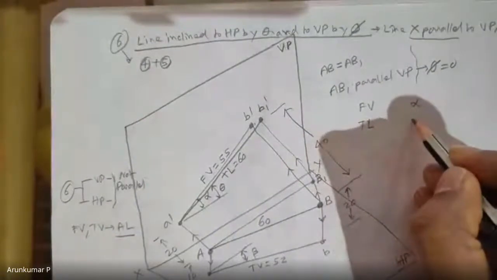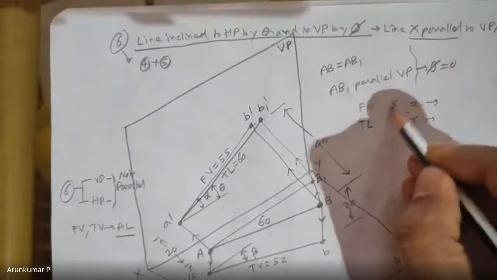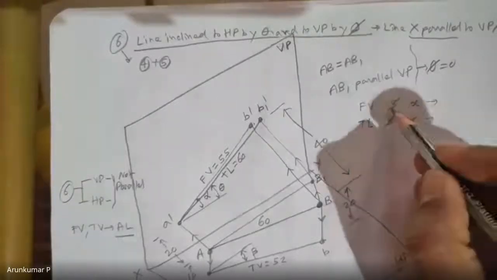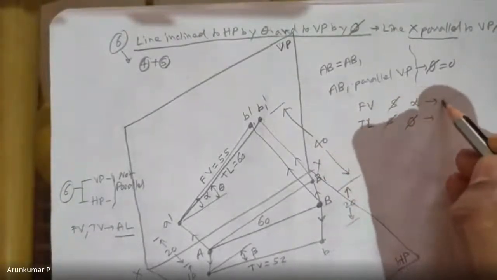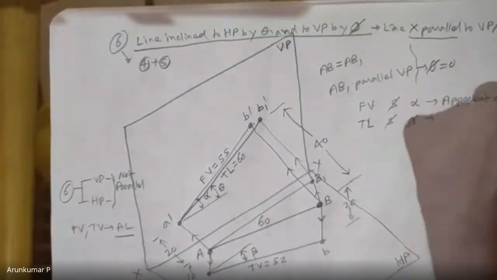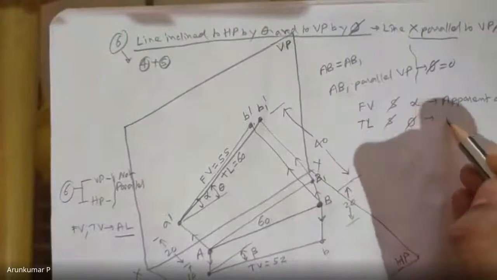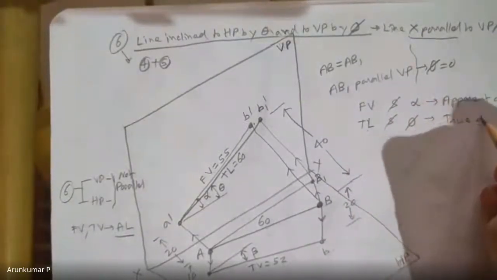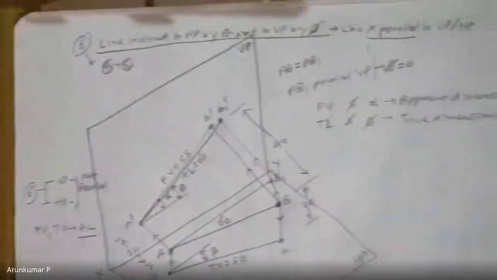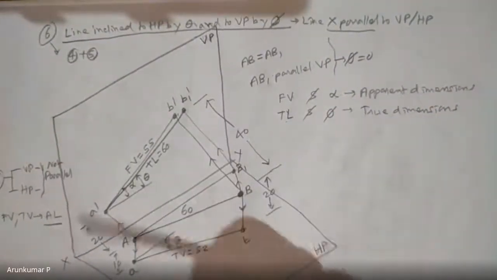true length and phi. See, these two things, front view and alpha, true length and phi, these are two separate things. Front view and alpha, these are apparent dimensions. True length and phi, these are true dimensions. Getting my point?